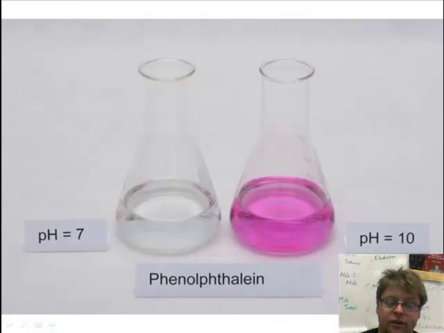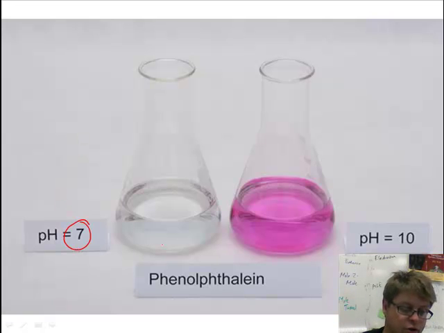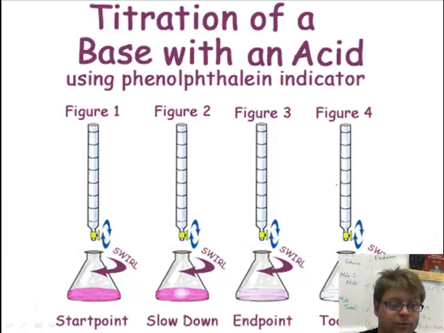Here is what phenolphthalein looks like at different pHs. So at a pH of 7, where it's neutral, it is clear. When it goes just past clear into the basic side, this is a base, it turns pink. You want it to be a very, very, very light pink at your endpoint.